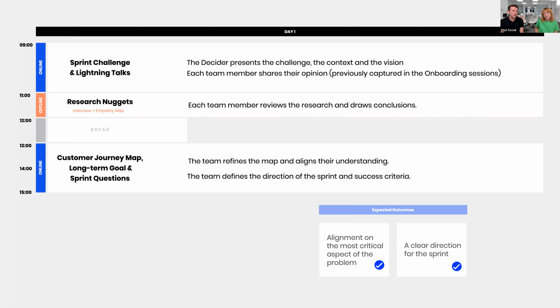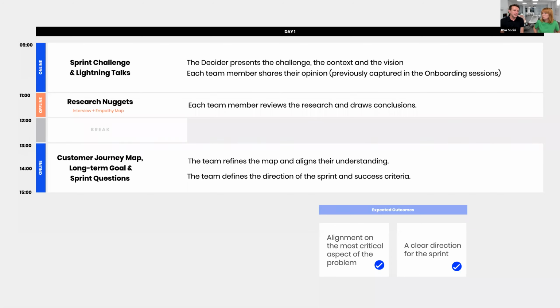Then in the afternoon, we get back together and use that session for alignment. We're reviewing the customer journey map and adding to it if anything needs to be added. Generally, we're doing pain points and desired outcomes, or whatever the context might be. And as everyone is now very familiar with the sprint challenge, the research, the customer journey map, and our user, they have all of this knowledge. It's really easy to close with the long-term goal and the sprint question. It's a very, very easy exercise.